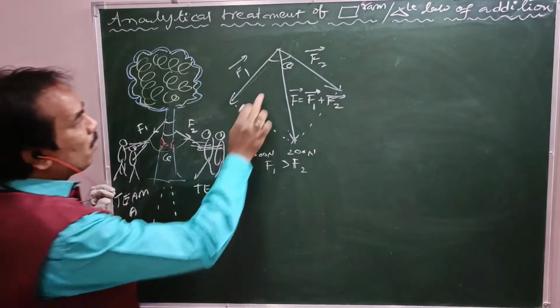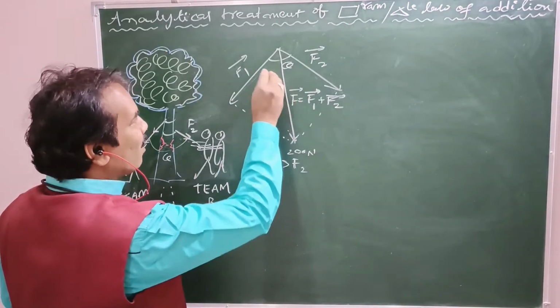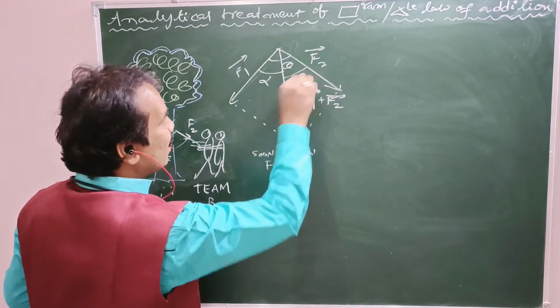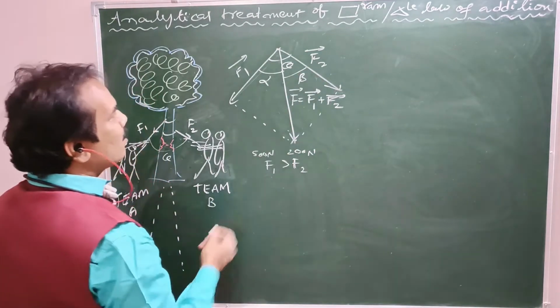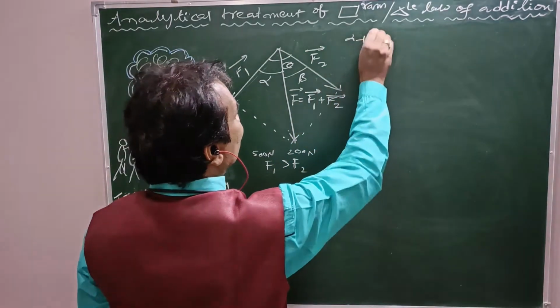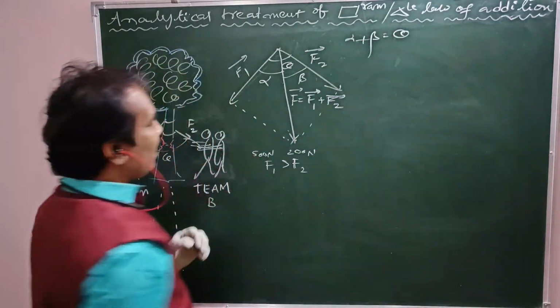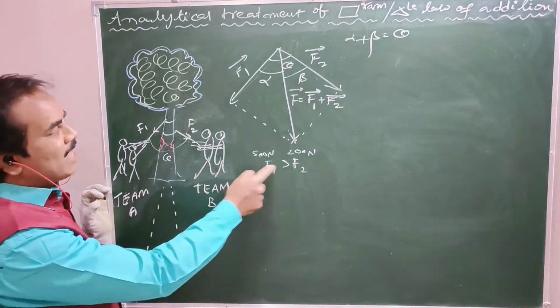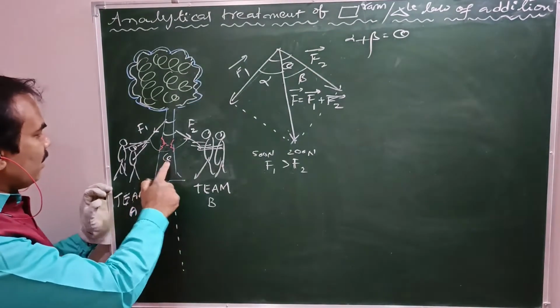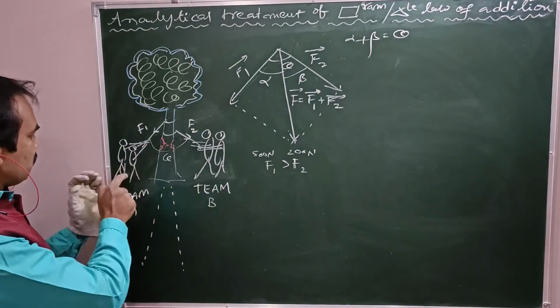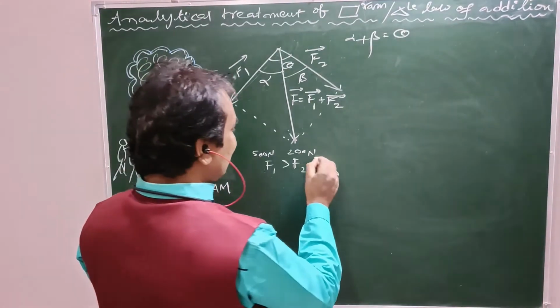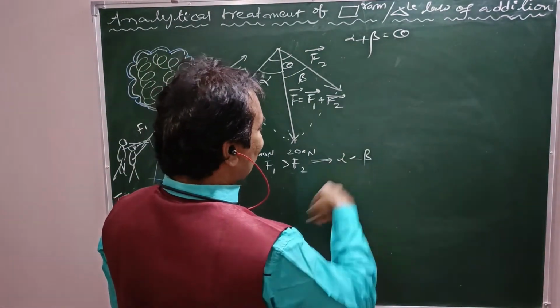Now, let the angle made by the resultant with F1 be alpha, and the angle made by the resultant with F2 be beta. Alpha plus beta must be equal to theta. Now see here, team A is offering more force than team B, so this tree would collapse close to team A. In that case, alpha is less than beta.